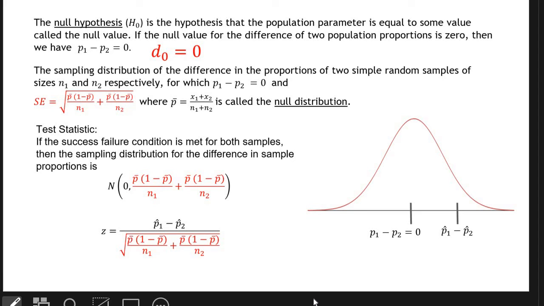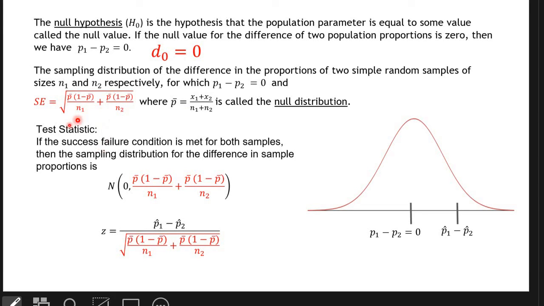Now, there's a special case. The special case is when d null is equal to 0. If d null is equal to 0, then we get to use something called the pooled proportion, or the pooled sample proportion. And the pooled sample proportion is simply x1 plus x2 over n1 plus n2, and instead of using the population proportion from population 1 and the population proportion from population 2, we can use this pooled proportion to estimate the standard error.